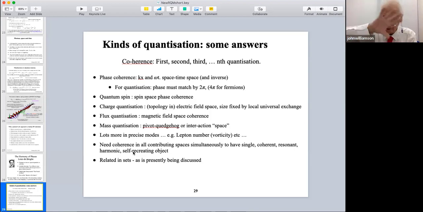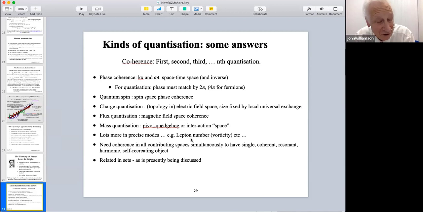So that means that subsequent shells have the same probability of interactions as each other, because there's a squared number of extra mass or extra charge in them. So there are lots more imprecise modes. For example, lepton number is a configuration, a harmonic coherent configuration that is conserved over certain kinds of interactions. And there are a whole set of these things, but they can all be understood in terms of these kinds of quantization.